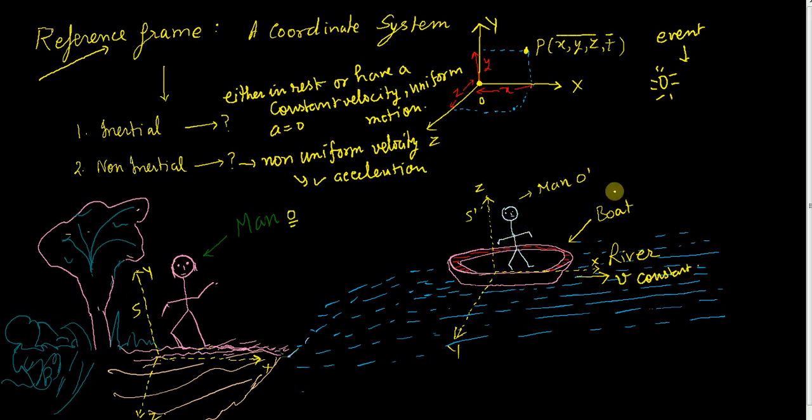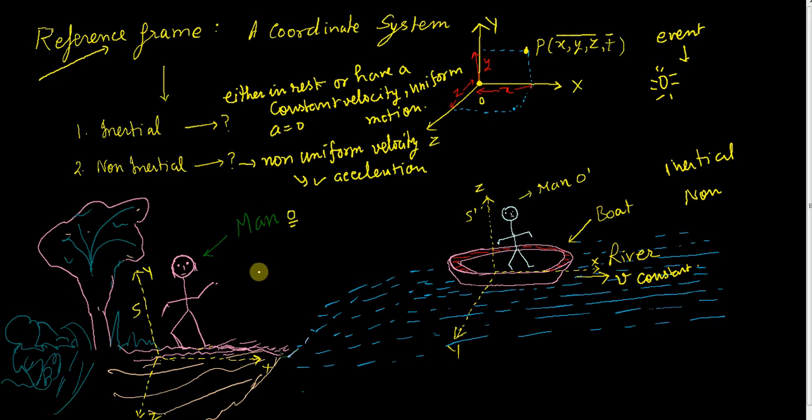So what is your answer? Is this inertial or non-inertial? And this man is in rest position, and this tree and the other small plants basically represent this coordinate system S. So is this man in an inertial frame or non-inertial frame?